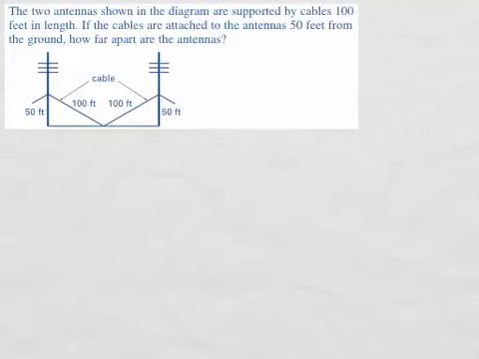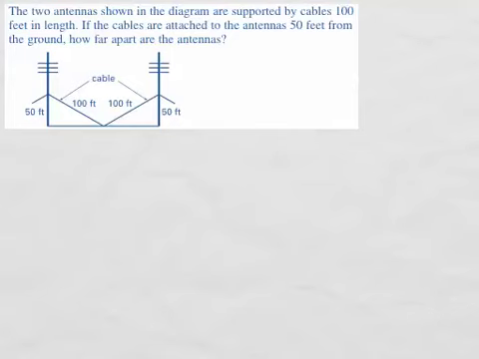The next example says 2 antennas shown in the diagram are supported by cables 100 feet in length. If the cables are attached to the antennas 50 feet from the ground, how far apart are the antennas? They've already drawn us a diagram. First of all, think about a flat piece of land. If you were putting up antennas into the ground, you would want the ground and the antennas to form a right angle. So what we're looking at is 2 right angles formed by the ground and the antennas that they've attached cables to.